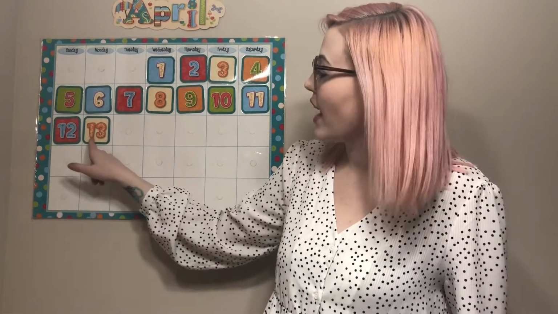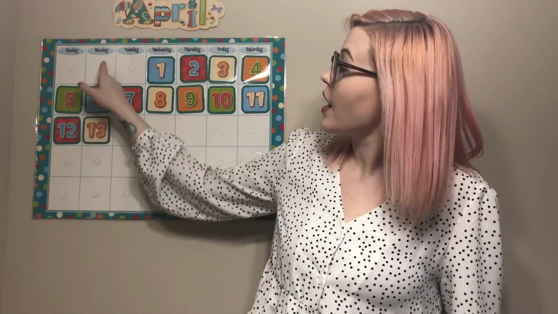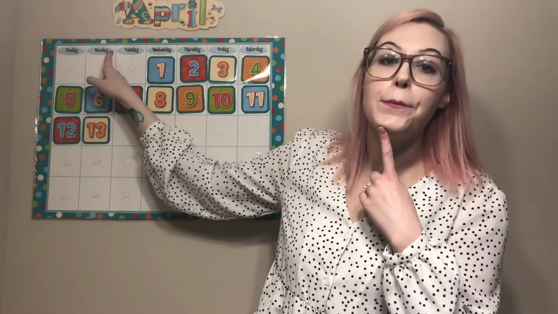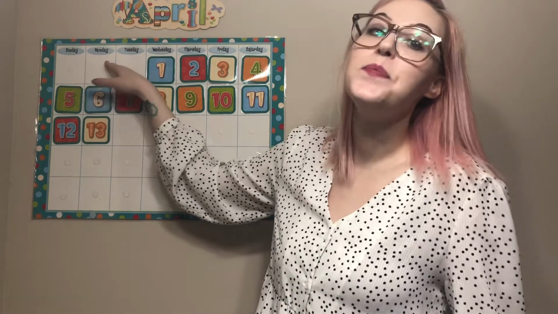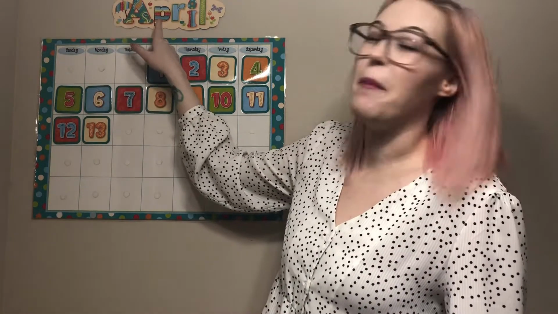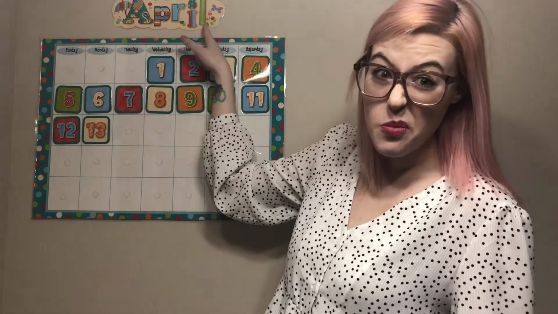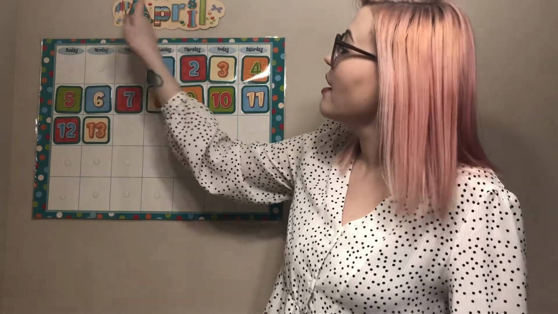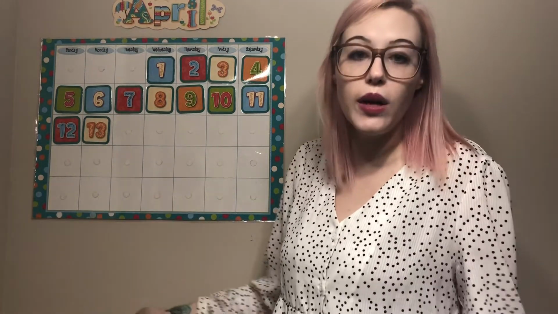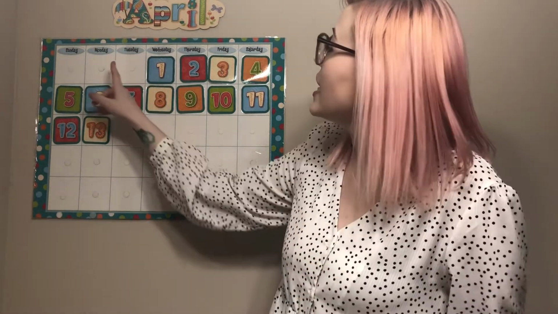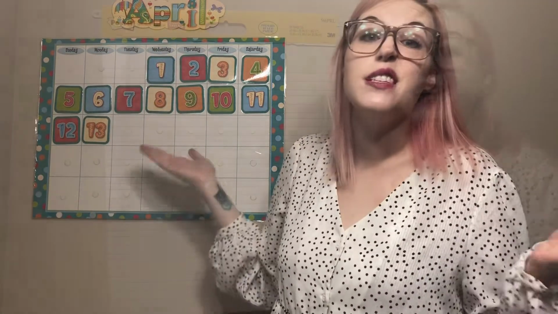So first we're going to look at our calendar, and we know that this is our most recent number. So if we go straight up, today's date starts with an M. Monday. Today is Monday. And now we need to think about the month. The month is April. So now we know it's Monday, April 13th, 2020. So let's put it all together. Today's date is Monday, April 13th, 2020.